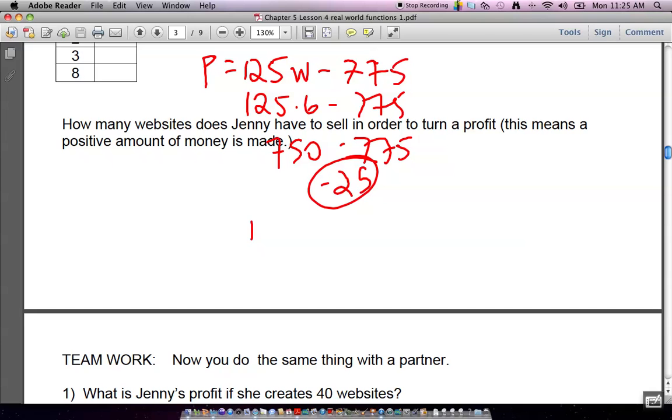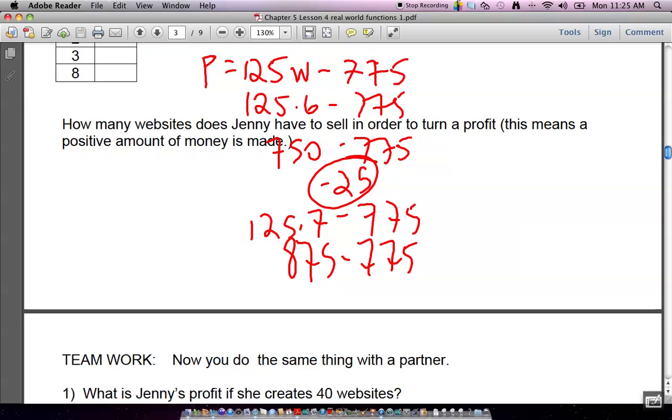Okay, let's try 7. 125 times 7 minus 775. 125 times 7 would be 875. 875 minus 775, which is $100. So she has to sell 7 websites to make a positive amount of money. At 7 websites, she's made $100. At 8 websites, she's made $225, and then it keeps building from there, okay?